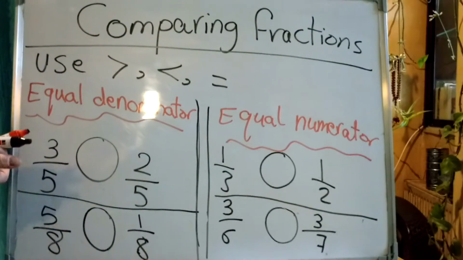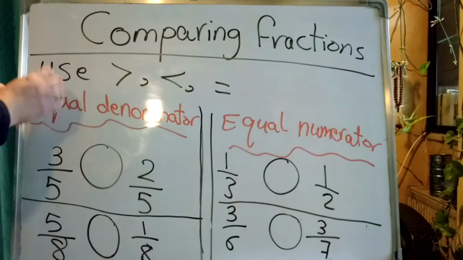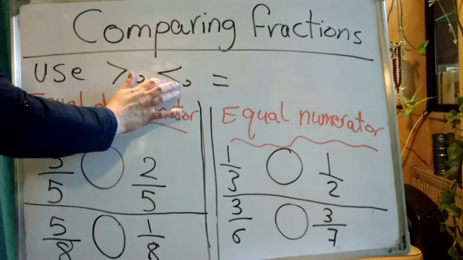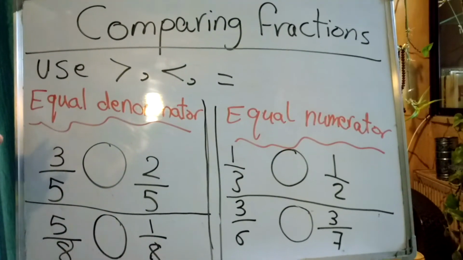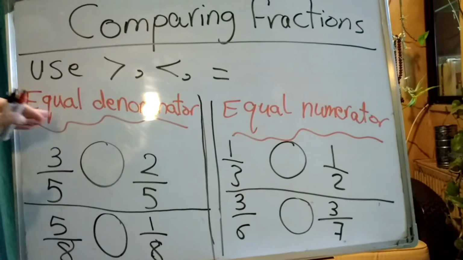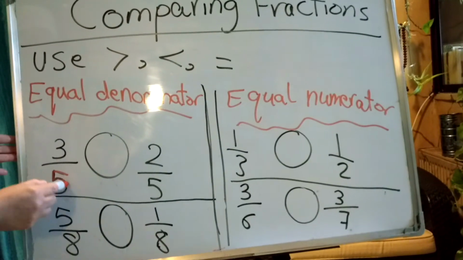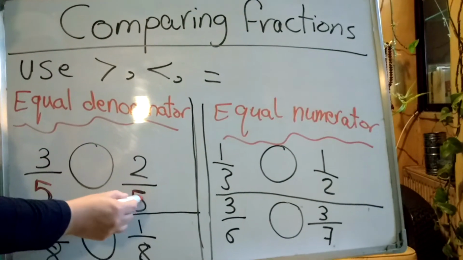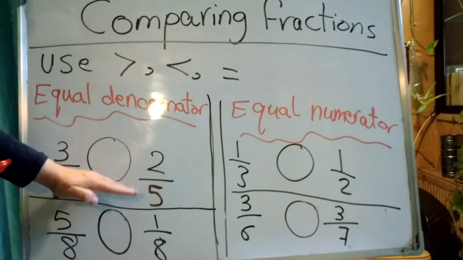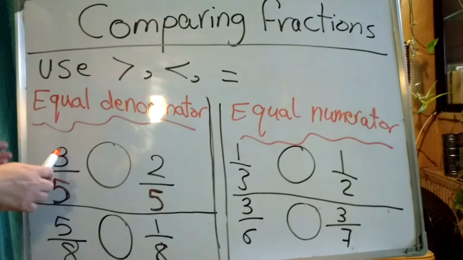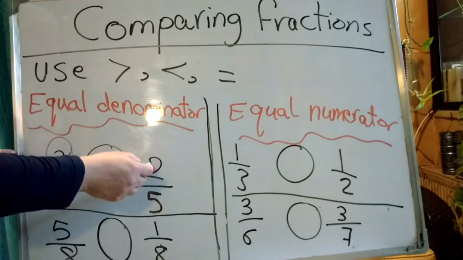We have another important topic in fractions, which is comparing fractions, which means that you have to use greater than, less than, or equal to compare between fractions. We have two situations in comparing fractions. One of them is when you have equal denominators. For example, these two fractions, 3/5 and 2/5. The denominators here are the same. When the denominators are the same, we look at the numerators and we compare. Which one is greater, 3 or 2? 3 is greater than 2. So 3/5 is greater than 2/5.